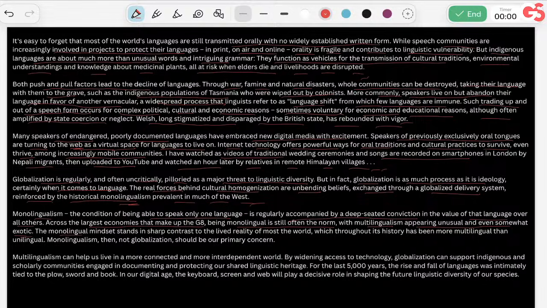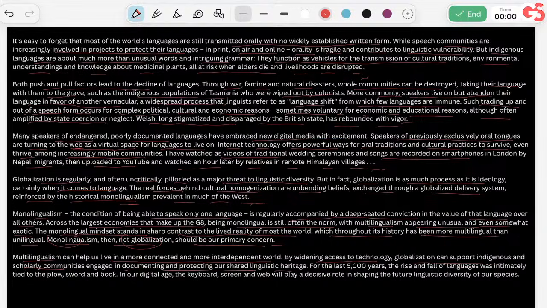The monolingual mindset stands in sharp contrast to the lived reality of most of the world, which throughout its history has been more multilingual than unilingual. Monolingualism, then, not globalization, should be our primary concern. Okay, so concern should be monolingualism, not globalization. Multilingualism can help us live in a more connected and more interdependent world. By widening access to technology, globalization can support indigenous and scholarly communities engaged in documenting and protecting our shared linguistic heritage.